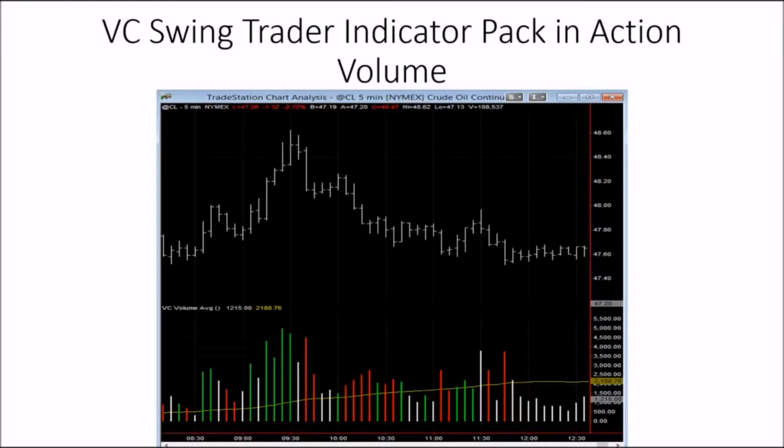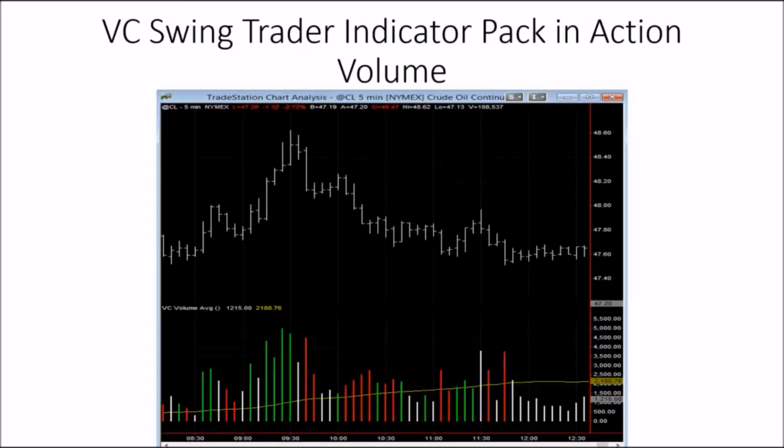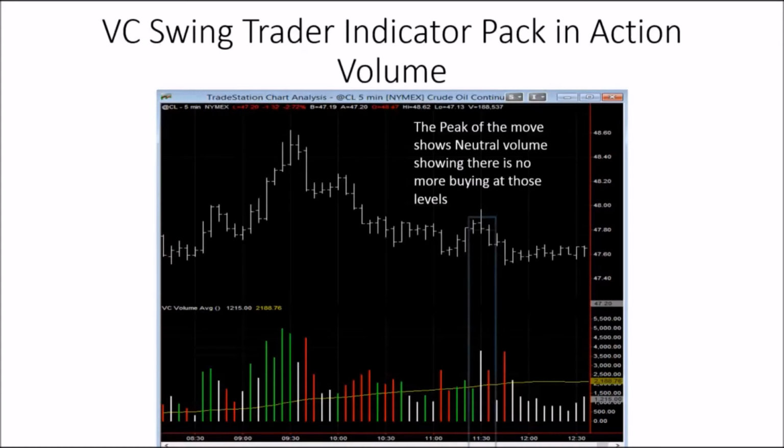We can see VC Volume here in action. Volume shows white for a transition from buying to a neutral. And you can see that here the market topped out when the volume went neutral, showing that there were no more buyers at these levels. Here's another example. The peak of this move was actually white volume, and we can see that there is no more buying and the market promptly sold off.